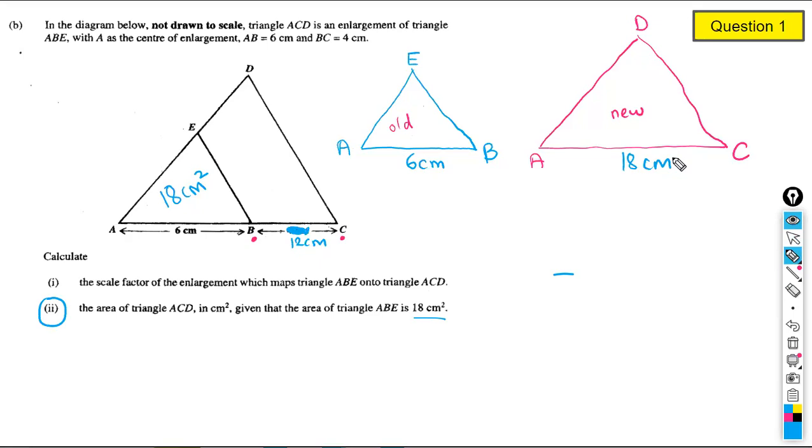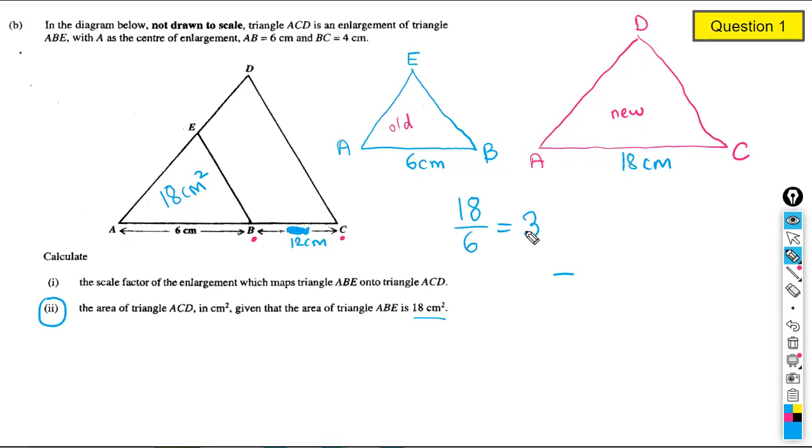Well, what would the enlargement factor be? No, it's not 2, that's wrong. The enlargement factor would be 3. Because remember, the new measurement is 18 and the old measurement is 6. 18 divided by 6 is 3. So the enlargement factor is 3. So you could safely say that the triangle got 3 times larger.